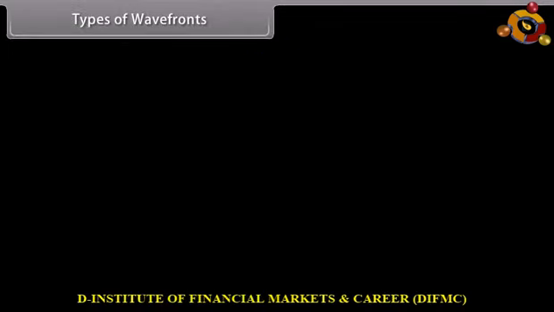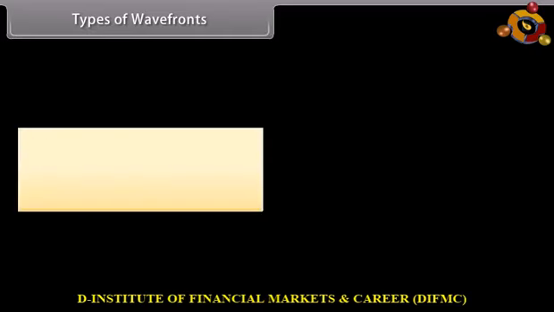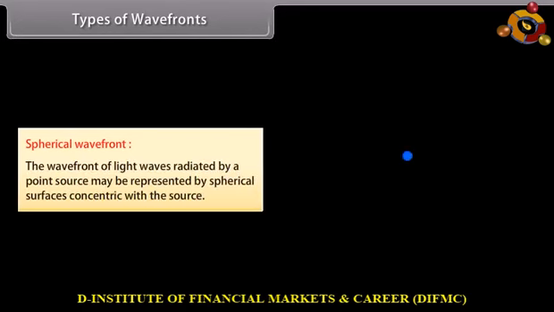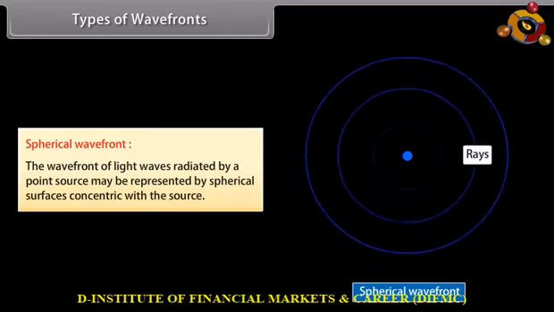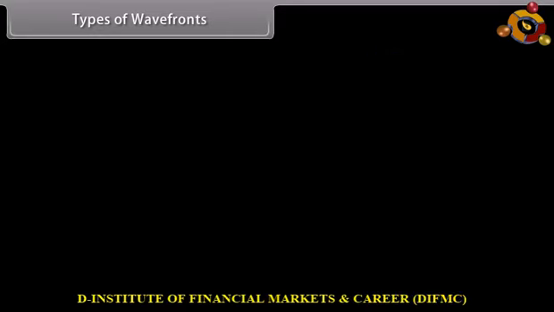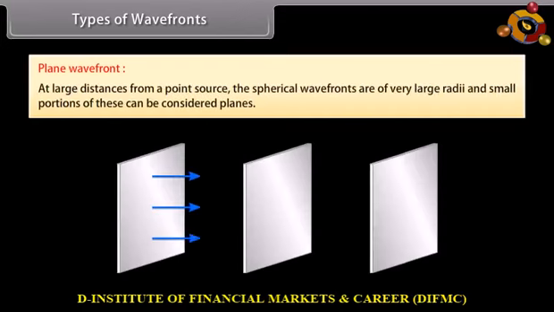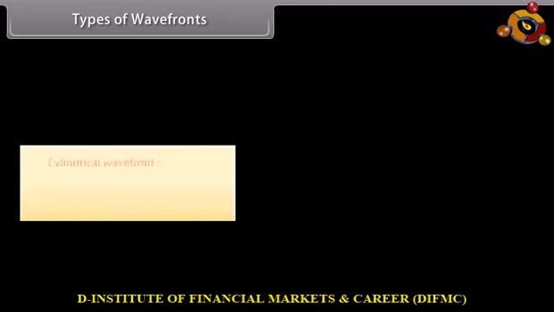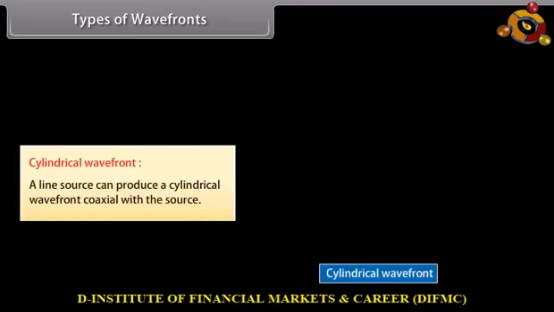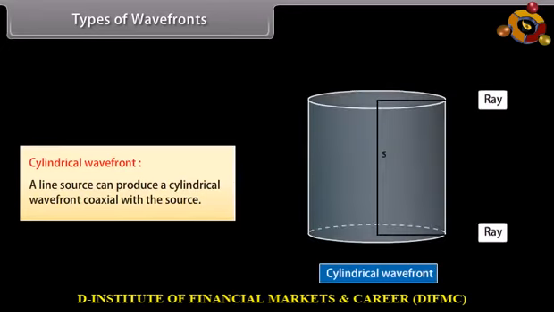Types of wave fronts. There are different types of wave fronts which are given as spherical wavefront. The wavefront of light waves radiated by a point source may be represented by spherical surfaces concentric with the source. Plane wavefront. At large distances from a point source, the spherical wavefronts are of very large radii and small portions of these can be considered planes. Cylindrical wavefront. A line source can produce a cylindrical wavefront coaxial with the source.